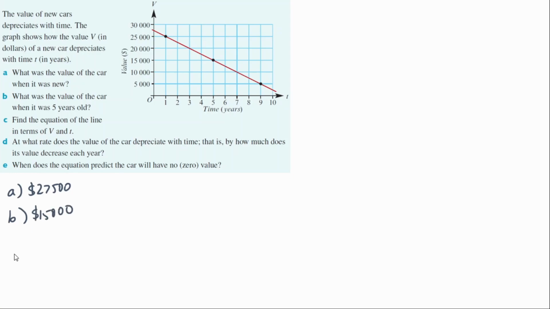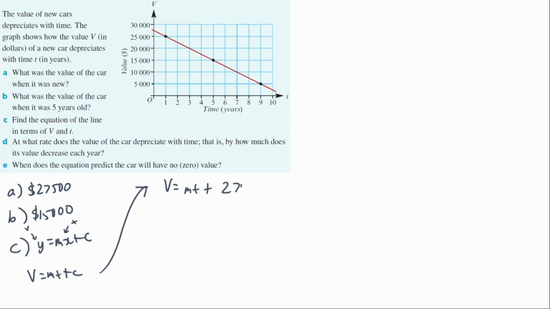Now question C, find the equation. So remembering that I can see the y-intercept straight away. We also found that in A. And I'm going to replace the y equals mx plus c. I'm going to replace y with V and x with t. So that becomes V equals mt plus c to start off. Because V is on my y-axis there, so that replaces y in y equals mx plus c. And continuing on here, I know my y-intercept, so I've got V equals mt plus 27,500.